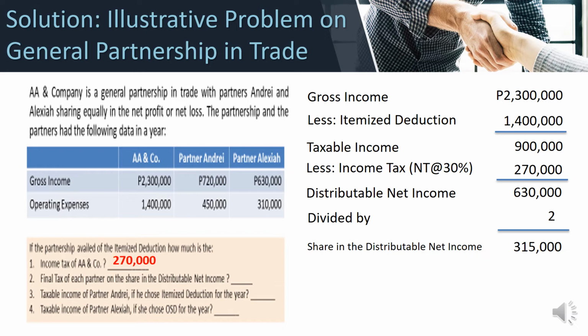Our second question dun sa problem is how much is the final tax of each partner on the share in the distributable net income? Sabi natin kanina, if the partnership is considered a partnership in trade, any share of the partner in the distributable net income will be subject to final tax of 10%. So, therefore, the final tax of each partner will be 31,500. That is 315,000 times 10%. So, our answer for number 2 will be 31,500.